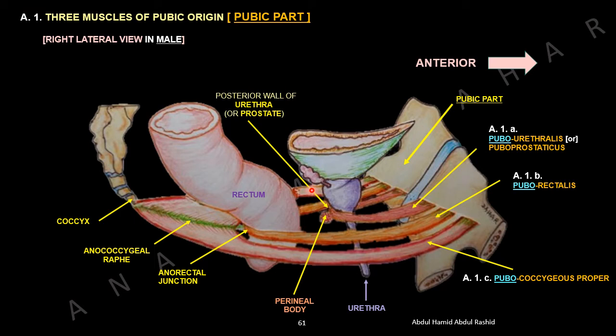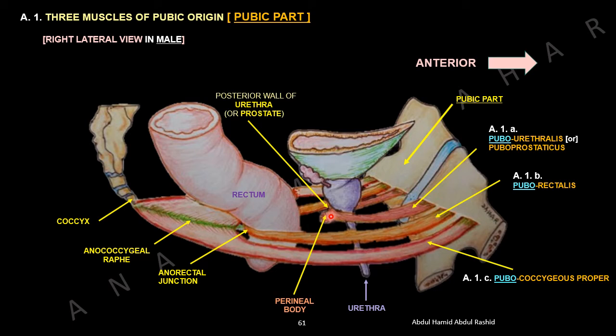So let's see the three muscles coming from the back of the pubis. The first one is puboprostaticus or pubourethralis, which is the most medial one. The intermediate one is puborectalis, and the outermost one is pubococcygeus proper. Puboprostaticus, coming from the back of the pubic bones, goes backwards, around the back of the prostate or urethra, where it meets the opposite fibers and they insert into the perineal body.